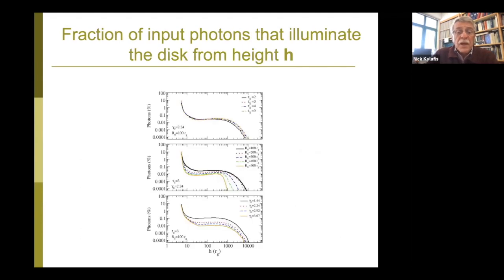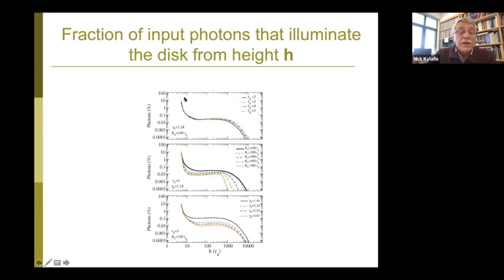Now, we have divided the jet into zones and we count the photons that leave every zone and hit the disk. So we calculate the fraction of the input photons that illuminate the disk from height h. And h varies from ISCO or near there, wherever the inner part is, to thousands of RG. Clearly, the bottom of the jet is the most optically thick, and the photons are scattered there in all directions. The velocity is low in the acceleration region, therefore more or less isotropic scattering, and some of these photons hit the disk. A significant fraction hit the disk.